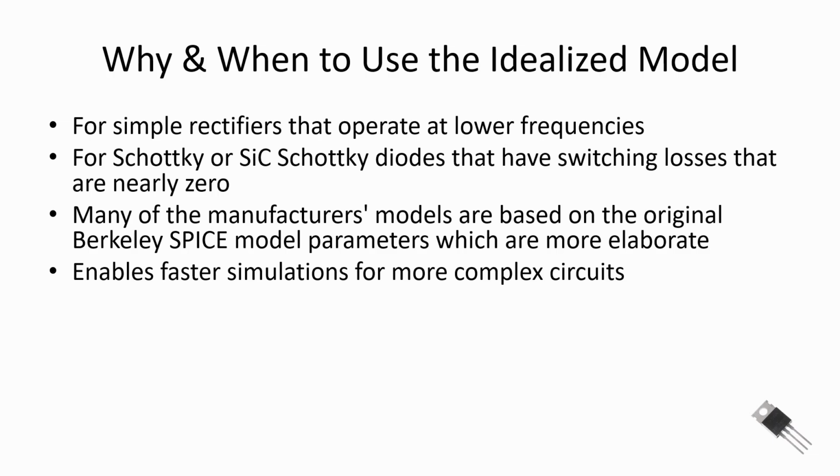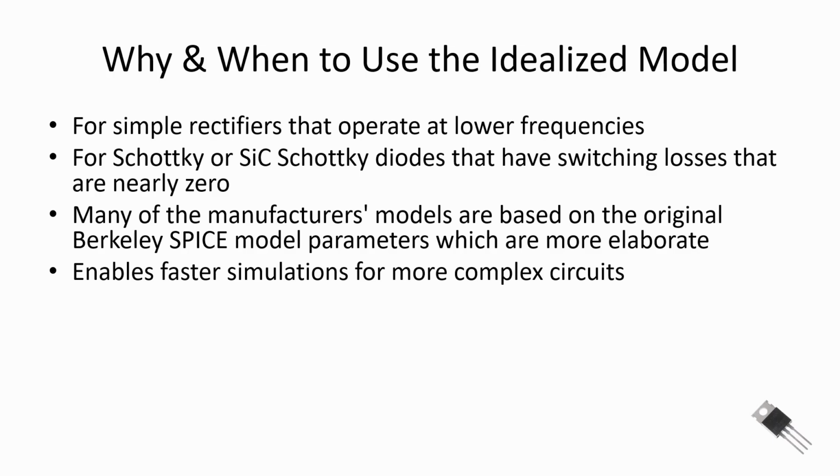The application that I typically come across is some of our switching power supplies use Schottky or silicon carbide Schottky diodes. And those type of diodes have an extremely low switching loss. It's nearly zero because there really is no reverse recovery time with a Schottky or silicon carbide Schottky diode. If you're using a silicon fast recovery, this might not be the way to go about modeling this. But again, for Schottky diodes, this makes good sense.